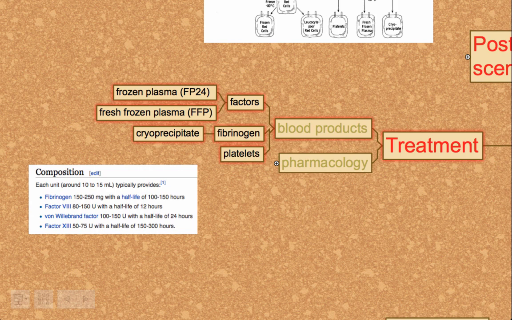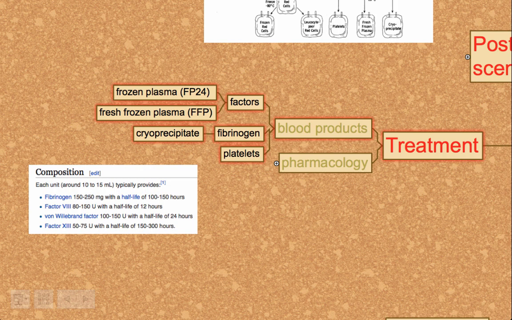If our patient is bleeding and the ACT and the PT and PTT and the R times on the TAG are prolonged, but the fibrinogen concentration is normal, and we have ruled out residual anticoagulants, then we can conclude that the patient needs factors and should be administered FFP or perhaps FP24.